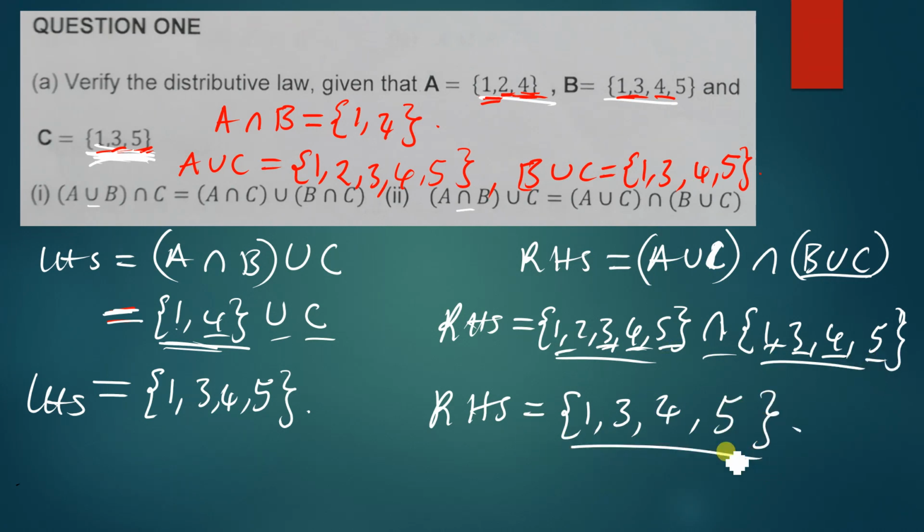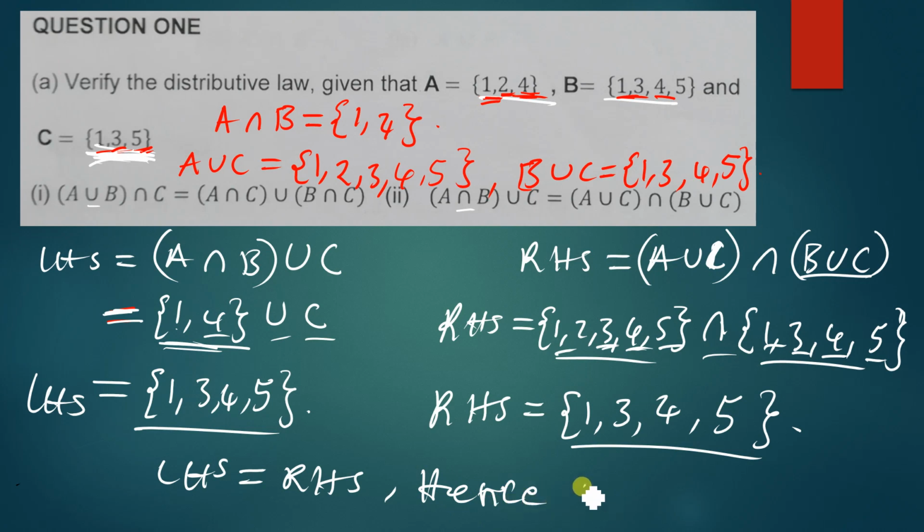Now, if you check this and that, are they the same? If the answer is yes, it means that the left-hand side is equal to the right-hand side. Hence verified. So this is how you verify the sets.